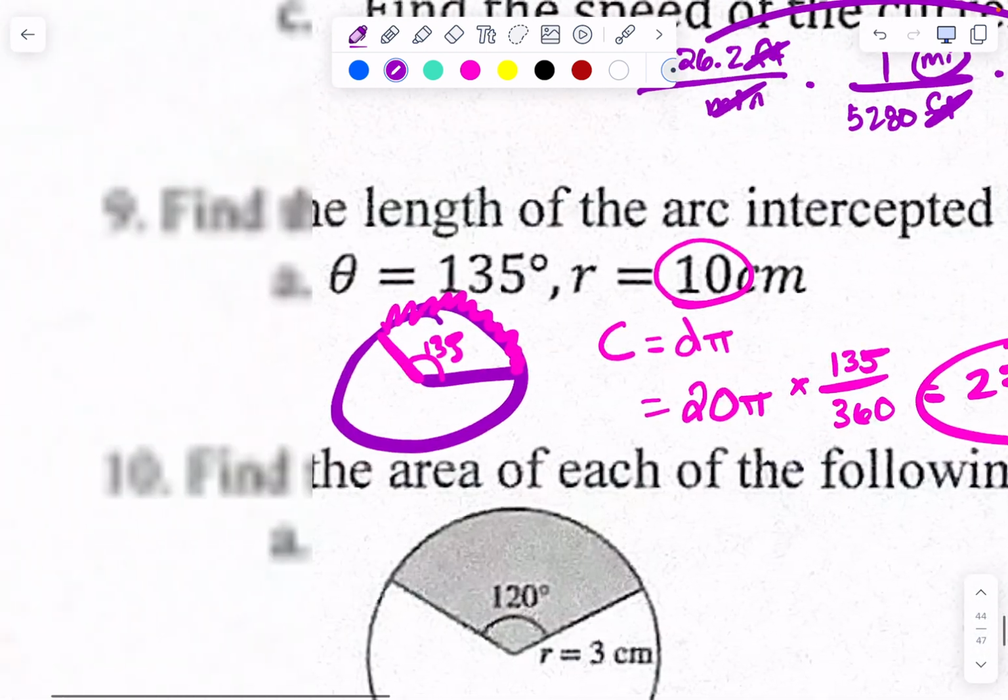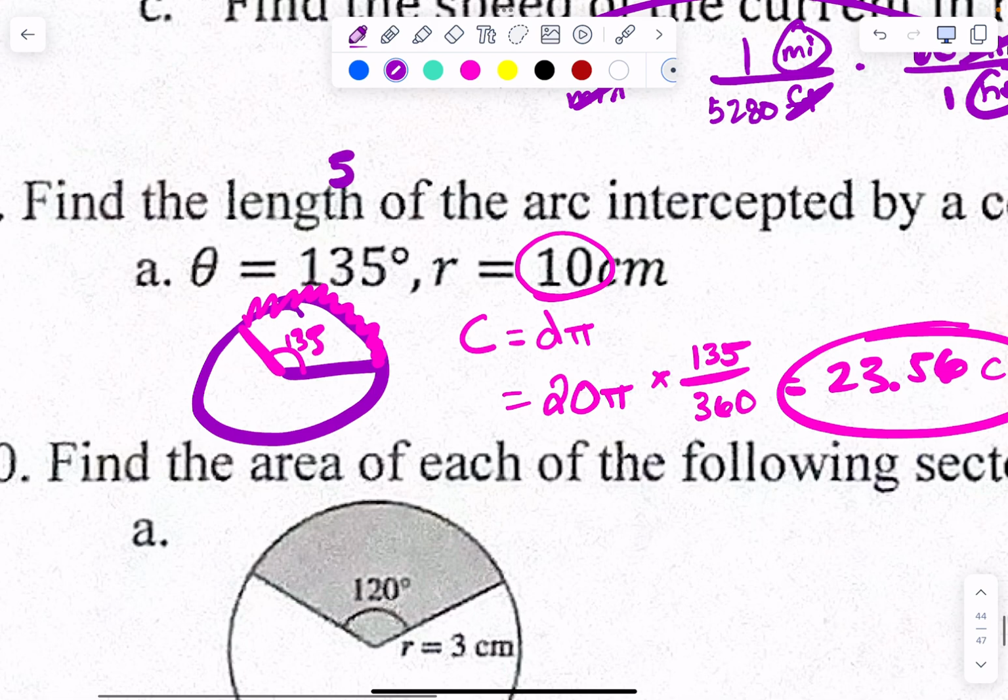This one right here, the other one, if 1 radian is 57.3 degrees, how many radians have I gone, if I'm going 135?